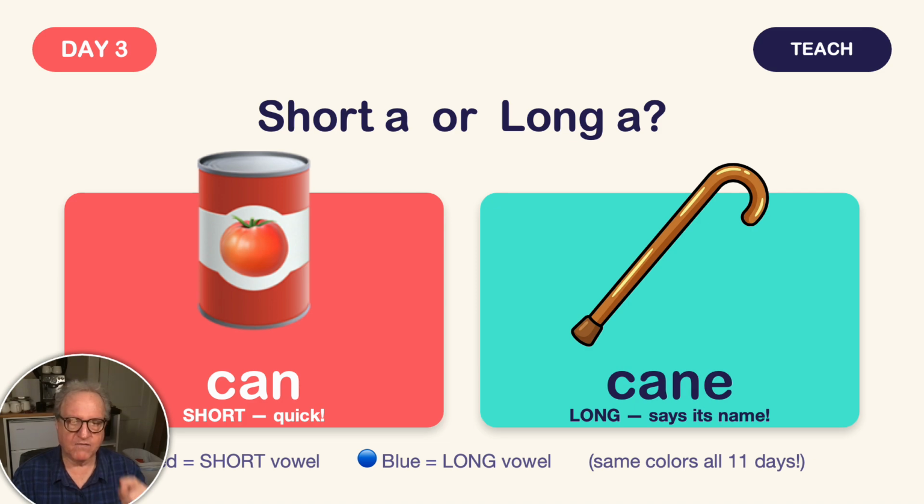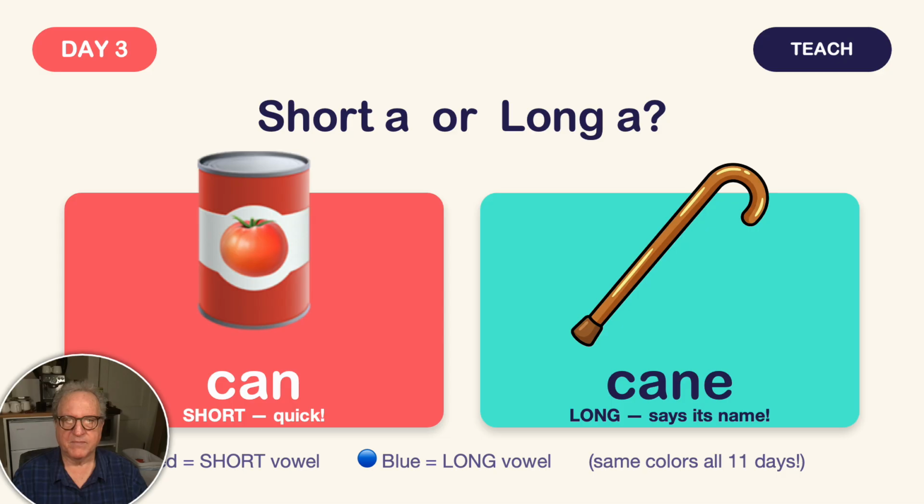So the one on the left is can. The one on the right is cane. We don't pronounce the E, but the E changes this from A to A, cane. It's the long vowel sound. And a cane is maybe something you walk with. It's called a cane. So short or long. Short can, long cane.